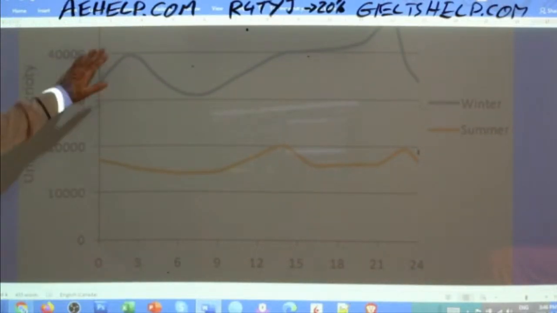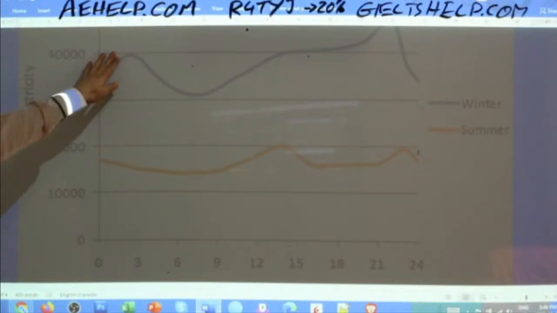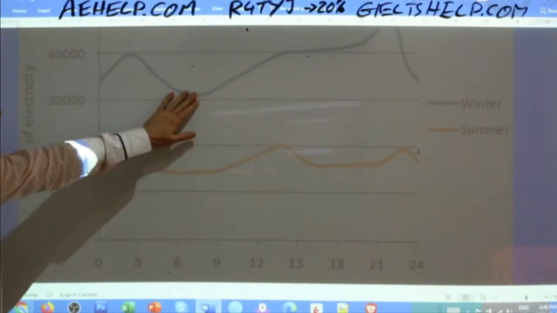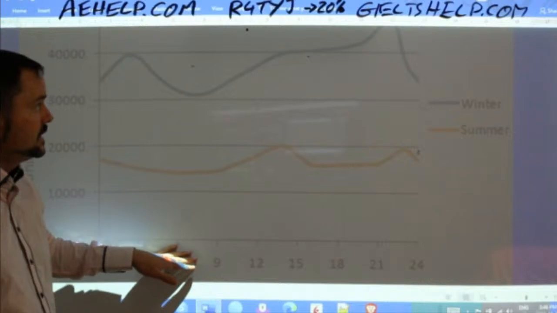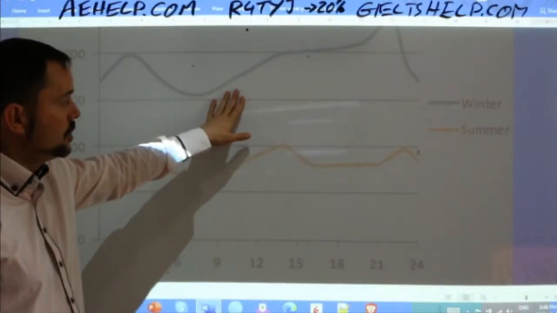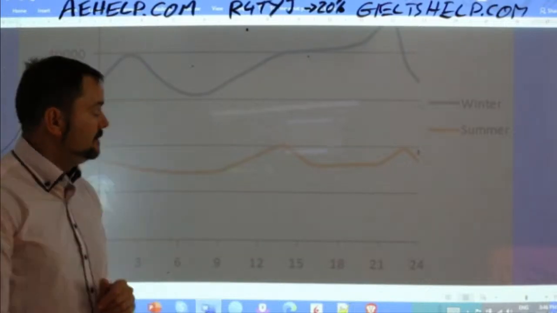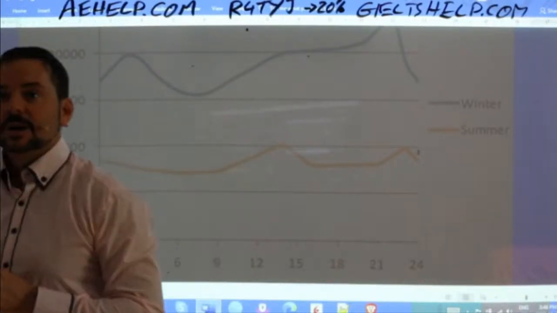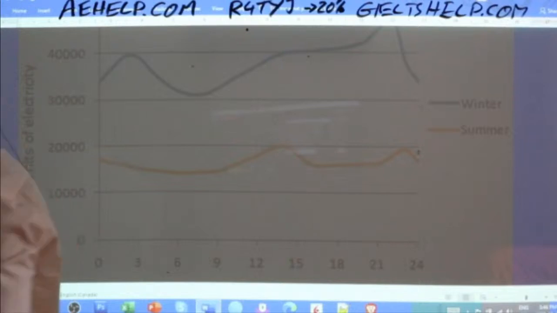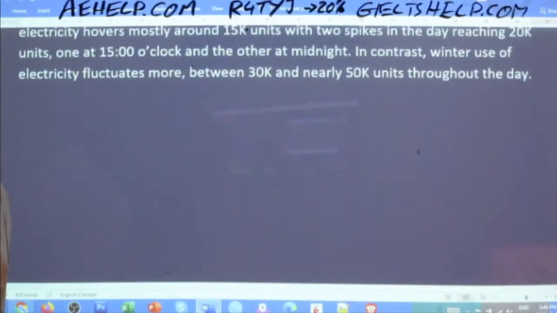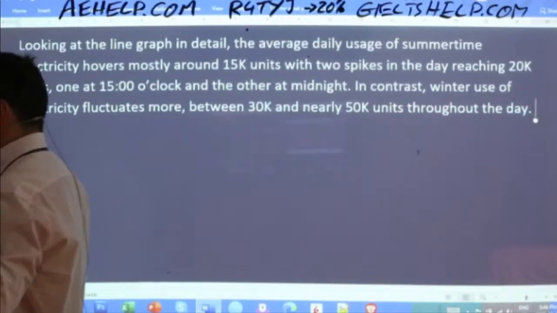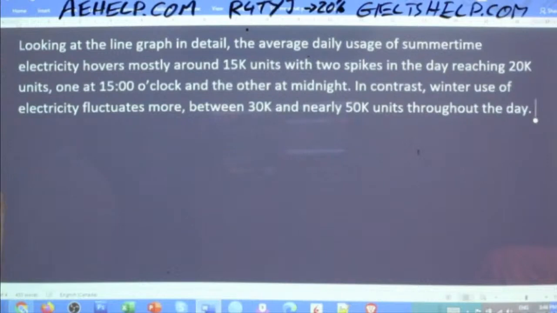So at 3 o'clock, it's 40,000, decreases to 30,000 between 6 and 9, and then increases, peaking at 2,100 hours at nearly 50,000. Okay, so that's what I want to describe. So not too much detail, but enough that you're giving a good interpretation of the graph.